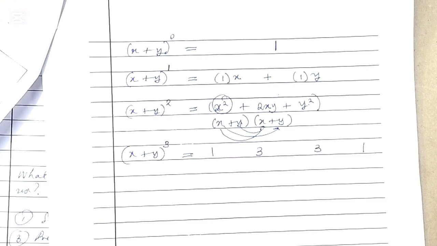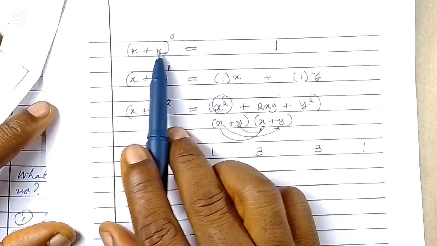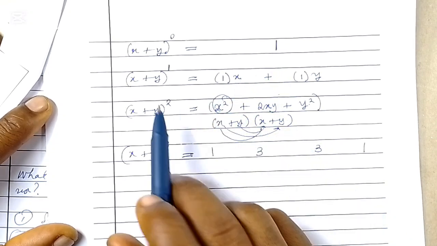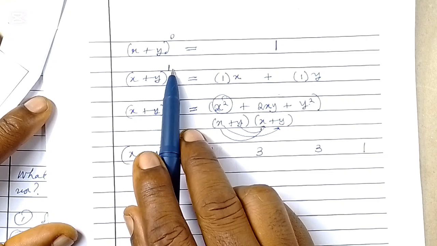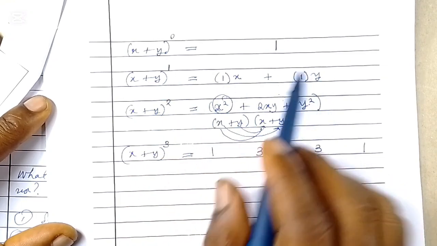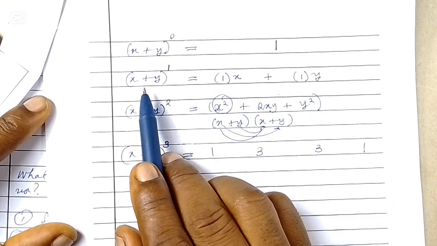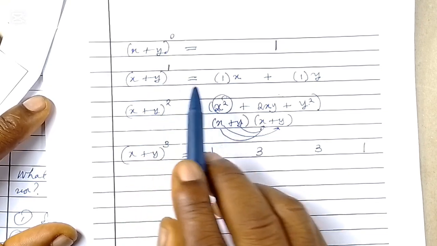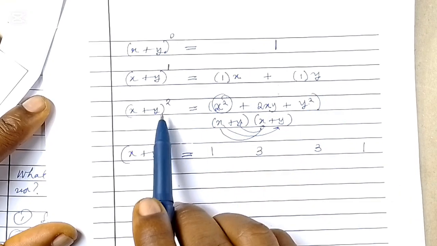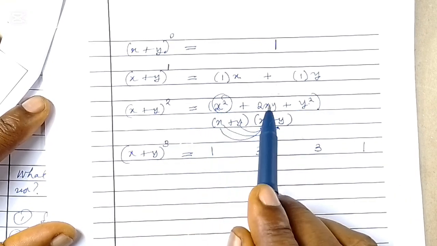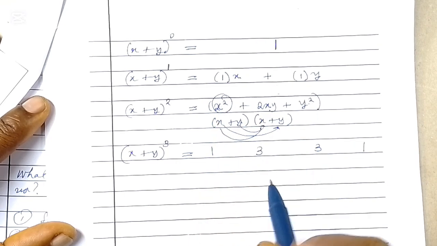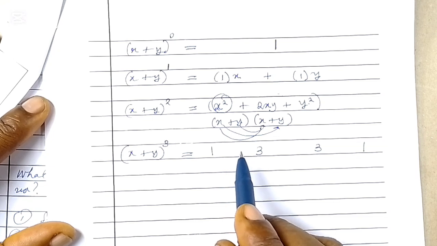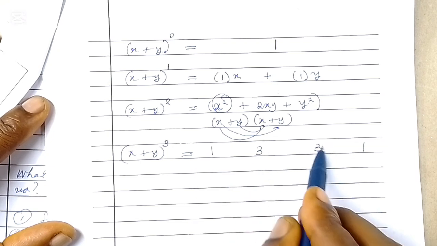Notice one thing. In the expansion of x plus y raised to the power of 0, you had just one term as the result. In the expansion of x plus y raised to the power of 1, you had two terms, meaning that the number of terms that emerges from the expansion is 1 plus the power. So if the power is 1, you have two terms in that expansion. If the power is 2, you have three terms in that expansion: 1, 2, 3. So if the power is now 3, you would have 3 plus 1 terms in that expansion: 1, 3, 3, and 1.